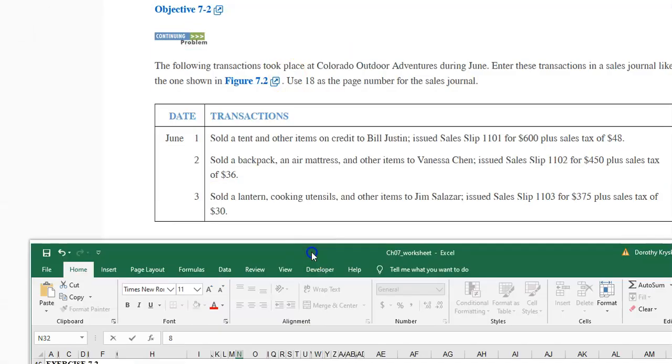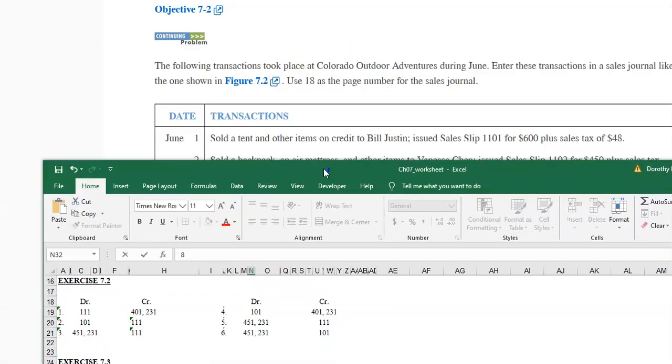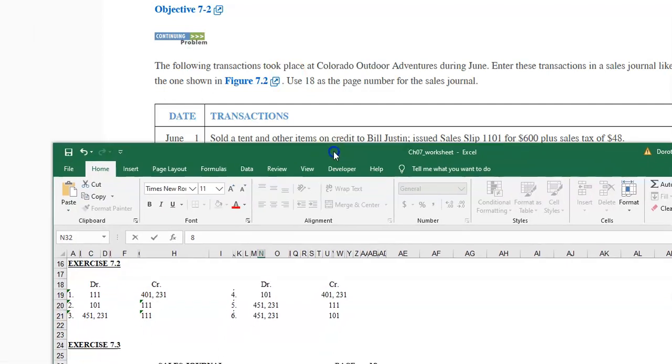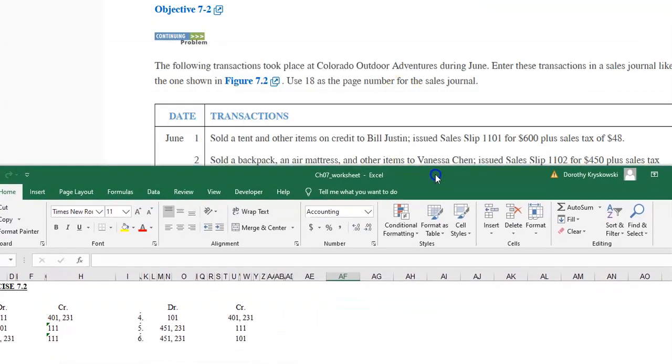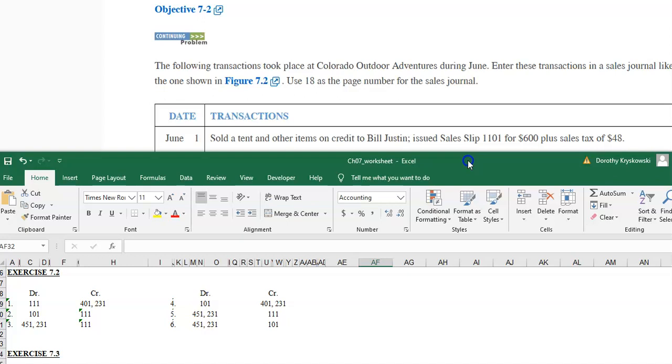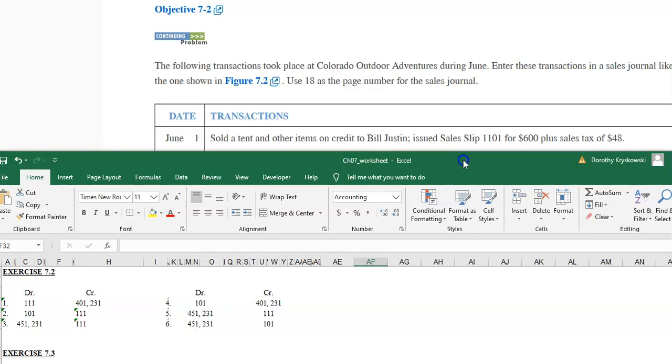They told us what the tax was. Let's see, $48 tax and $600 for sale. So your tax is $48, and the sale was for $600. So the total in accounts receivable is $648. That's the total amount you're charging the customer. Some things will have tax and some won't. Because they said there's tax here, the total to accounts receivable is $648.